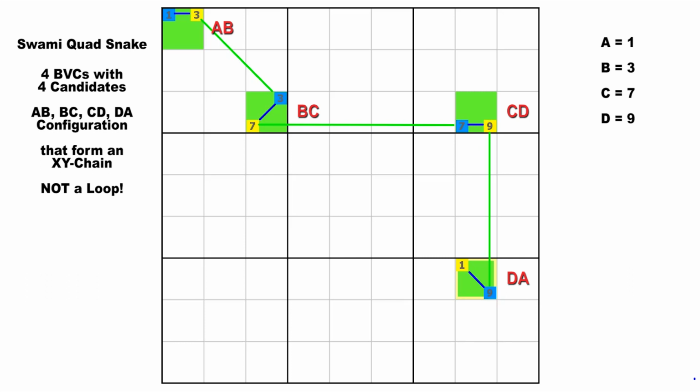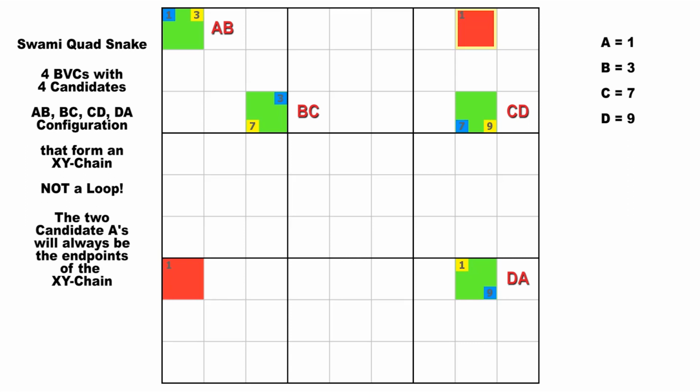Since we know that at least one of those 2 endpoints must be true, we can safely eliminate any other candidate 1's that can see both of them. And here in this diagram, there are only 2 cells that can see the 2 candidate A's. And they are here and here. So a candidate 1 in either one of those red cells would have to be false. And don't forget, in a Swami Quad Snake, the endpoints will always be the 2 candidate A's.